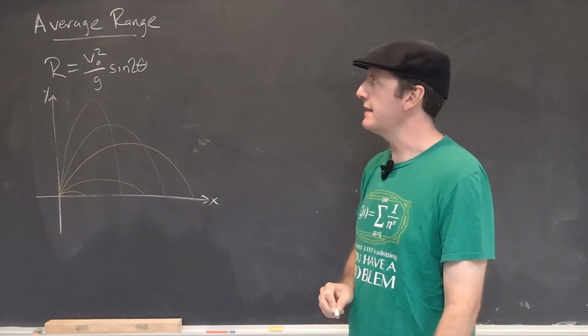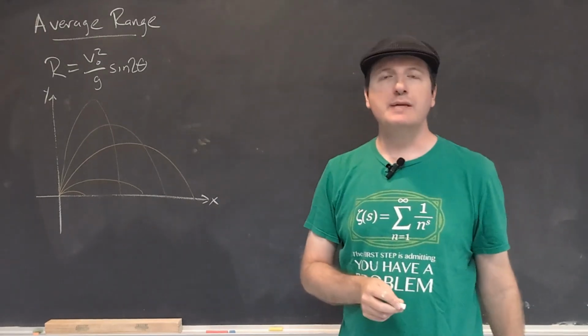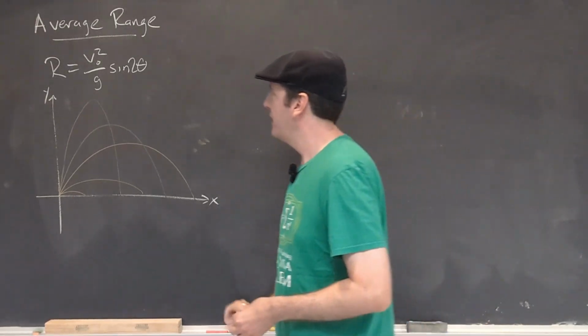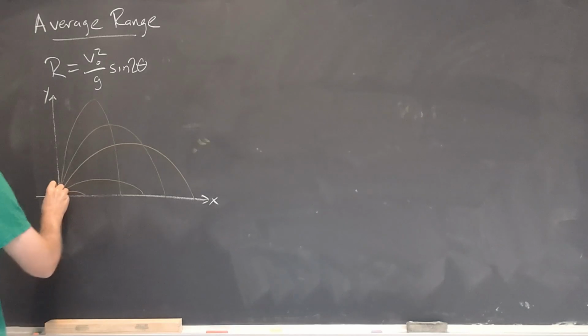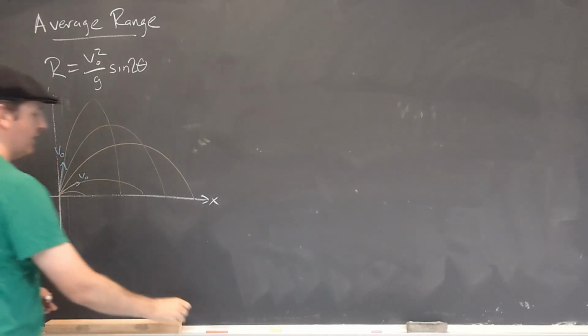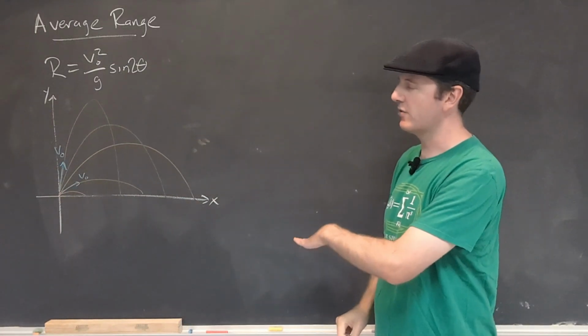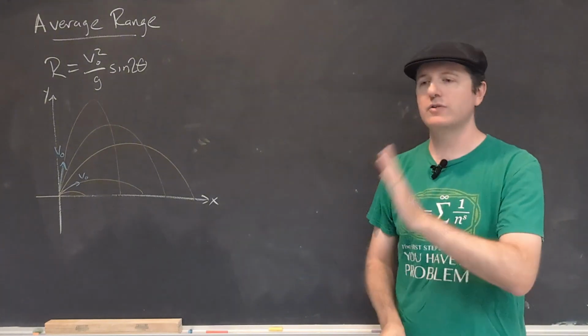Okay, real quick one for today. Let's imagine we're launching a projectile at some given speed v naught. That's the v naught in this equation. But we're free to vary the direction of launch over all angles between 0 and pi over 2. So we could launch it straight horizontally, or straight vertically, all of those angles.